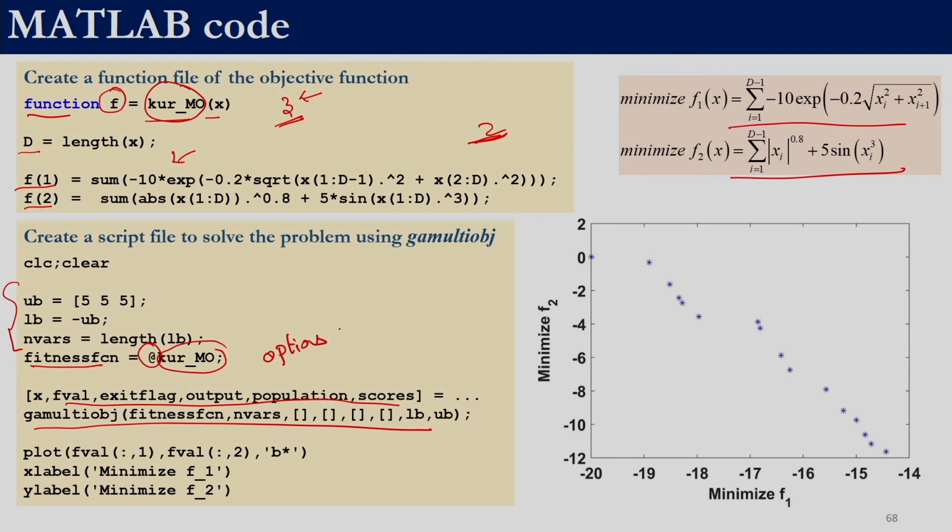So, you can use options is equal to optim options, right, and the name of the solver, in this case GA multi objective, and whatever options you want to change, you can change that, and you can also pass those options to GA multi objective, right. So, over here the output would be x, fval. So, fval, remember, it will be a p cross M matrix, or in this case it will be a p cross 2 because there are 2 objectives.